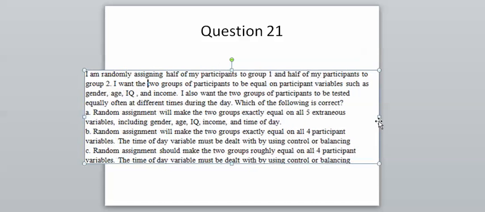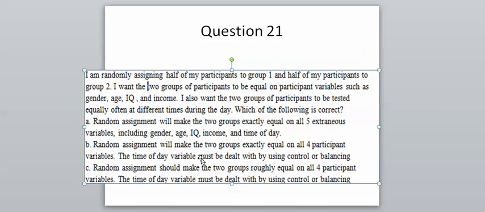Random assignment will make the two groups about equal on personal characteristics. Not exactly equal, but somewhat equal. So random assignment will make the two groups roughly equal on all of the personal characteristics, which are gender, age, IQ, and income. But random assignment won't affect the time of day that they're tested at.